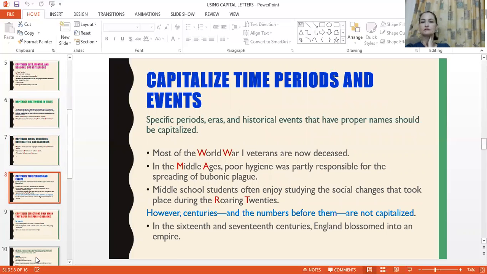Now, what about time periods and events in history? Yes, we should capitalize them. All those important, significant events in history are always capitalized, like wars. Let's say the World War, one, or the Second World War, please capitalize. Middle Ages, time period, capitalized. Renaissance, capitalized. Roaring 20s, like in the example, yes. But when you deal with just centuries, like the 16th century, the 15th century, the 20th century, no capitalization here. Okay.